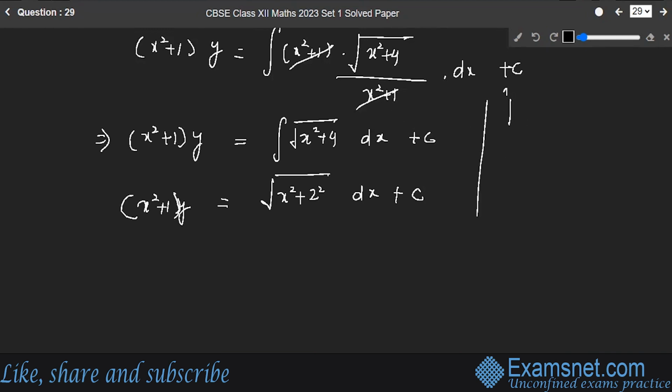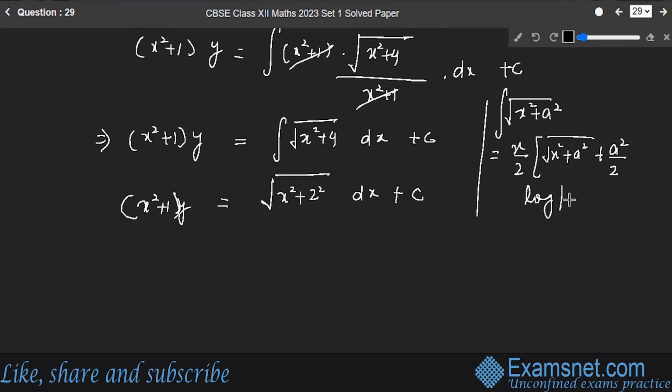Let's discuss that. Integral of root of x squared plus a squared is given by x by 2 root of x squared plus a squared plus a squared upon 2 multiplied by log of x plus root of x squared plus a squared plus c. Okay, so I'll use the same formula.